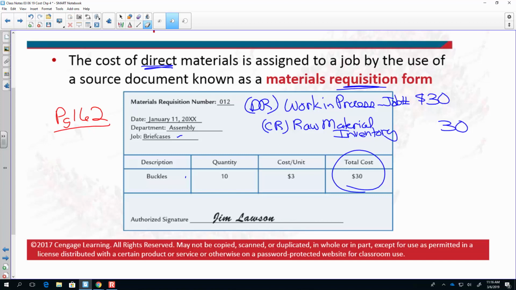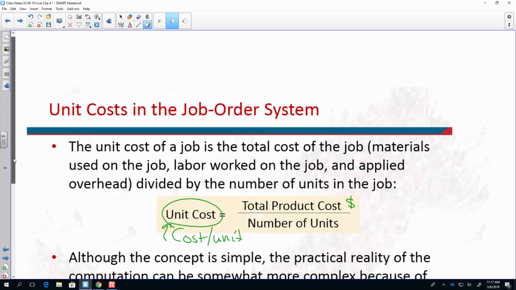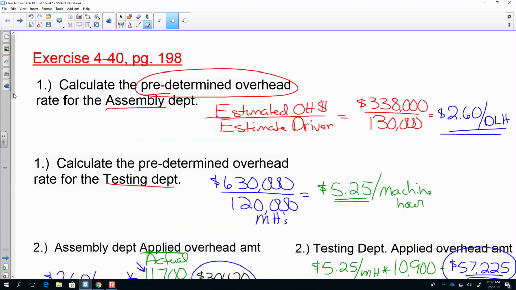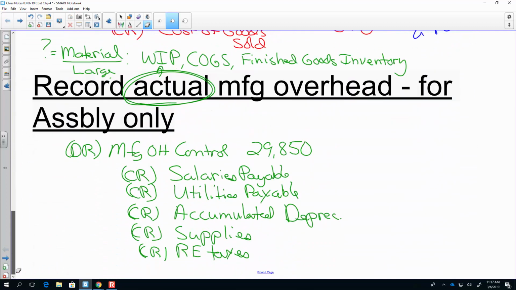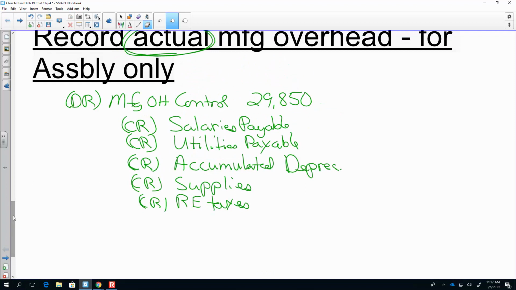You said overhead. Very good, yes. Remember, we made that journal entry to record the actual overhead? That's where it goes. That drum goes into the manufacturing overhead control, right? That's the difference I want you to know. Okay, good job.